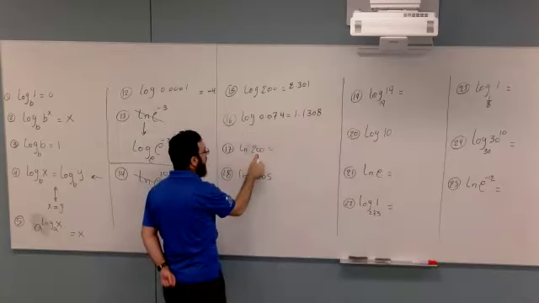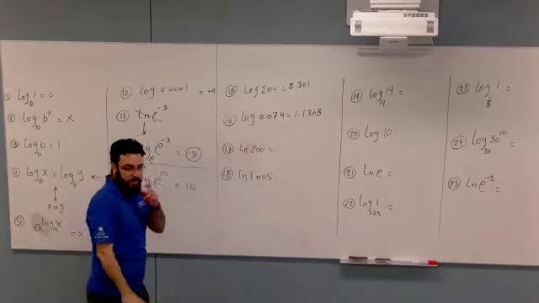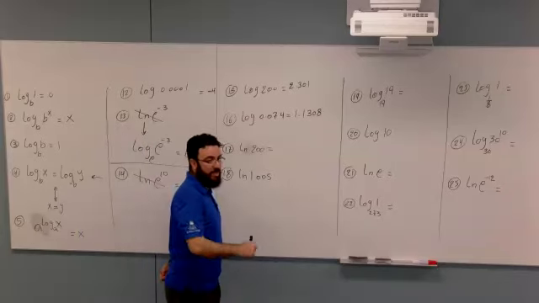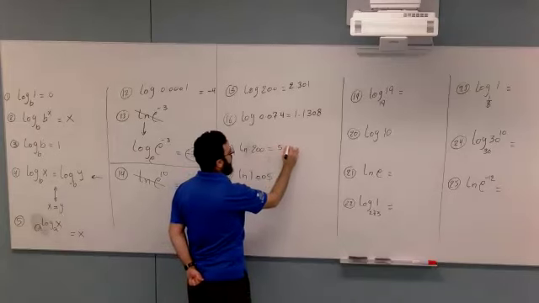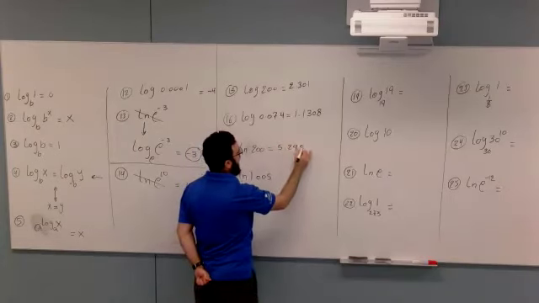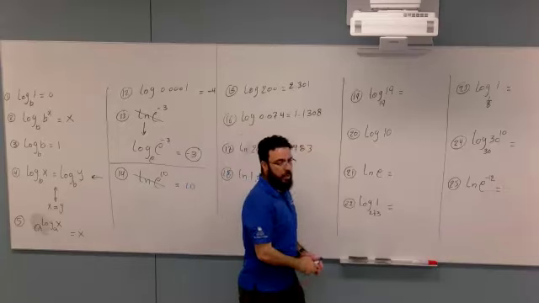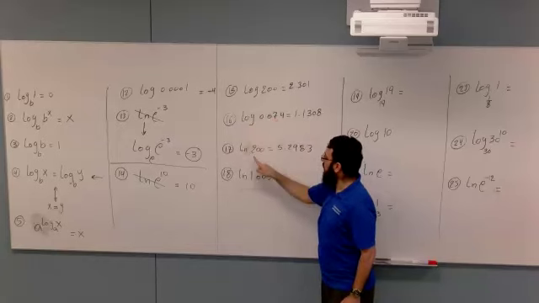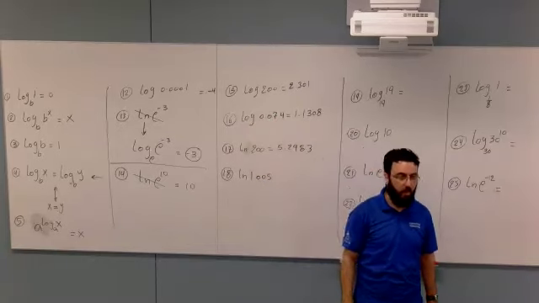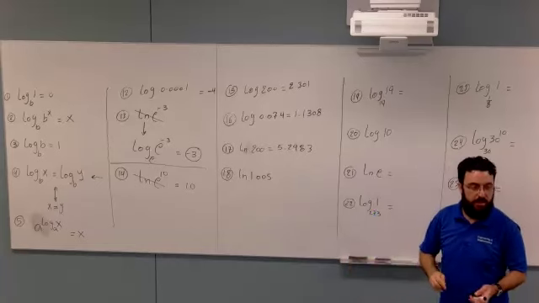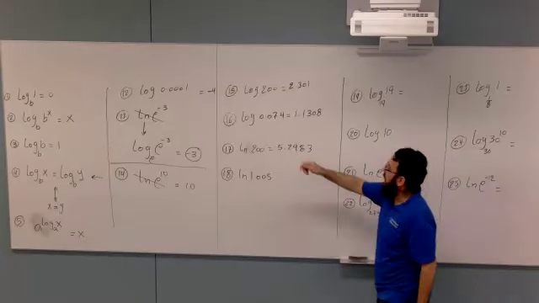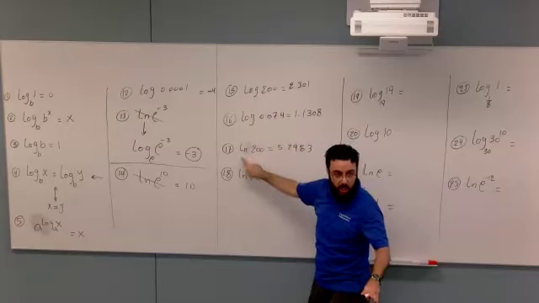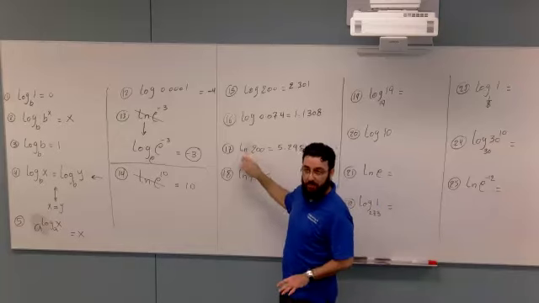What about ln of 200? 5.2983. Now I'm going to ask you a question. What's the difference between log 200 and ln 200? Why did we get 2 different results? The base is different. The base here is 10. The base here is what? e. Log to the base e. That's the difference. That's why we got 2 different results.